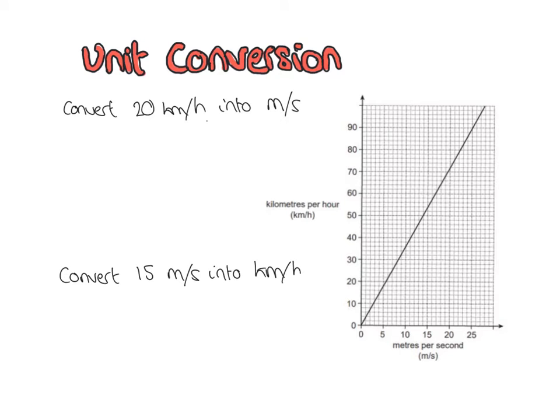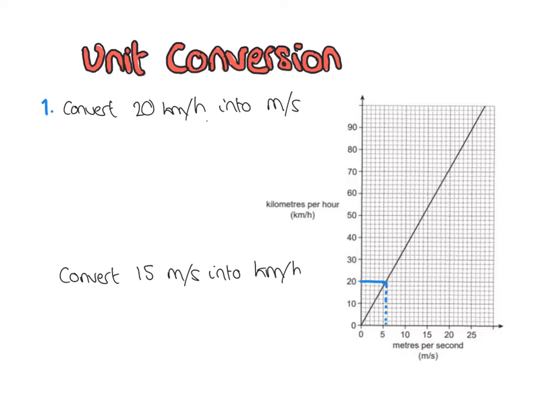Right, so if we're converting between kilometers per hour and meters per second, we need to use the graph that we've been given. So first of all, we identify what unit we're starting in. So let's look at this one first, and we want 20 kilometers per hour into meters per second. So we start at 20 kilometers per hour, which is here, and we go across from there until we hit our line, and then we go down from that point and see where we get to on the meters per second.